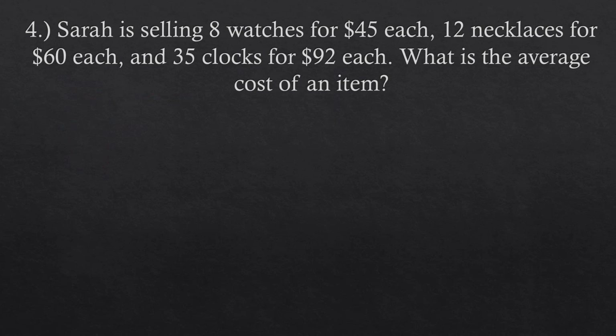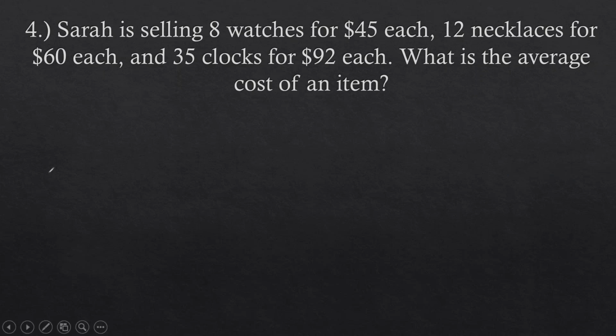Now, if you think about this, you can't just use a basic average because they're all different, right? Watches are only $45, clocks are $92, and there's only 8 watches, there's 35 clocks. Because there's such a wide variety of prices, that's why we have to do a weighted average. Even though it just says average, you have to keep in mind these numbers are not all the same. They are not created equal, so there needs to be a weighted average.